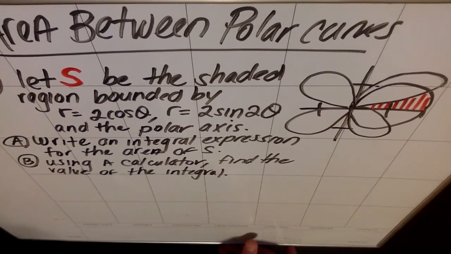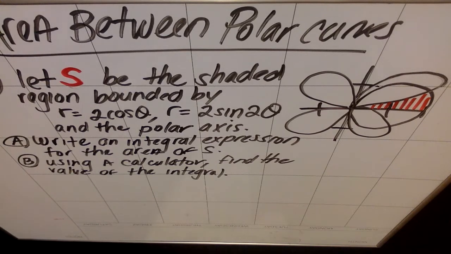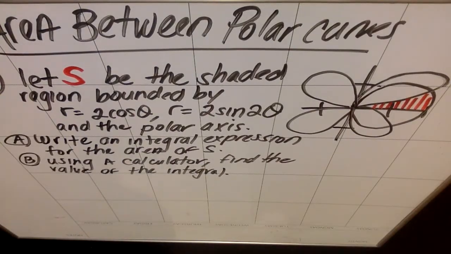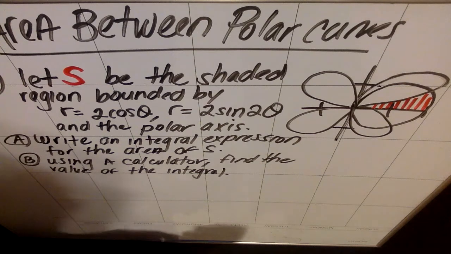So part A, write an integral expression for the area of S, and part B, using a calculator, find the value of the integral. Part A is what you would be asked to do if it were a non-calculator section. The first thing we have to do is figure out which curve is on the inside and which curve is on the outside. We don't have to do that first, but it's a good starting place.